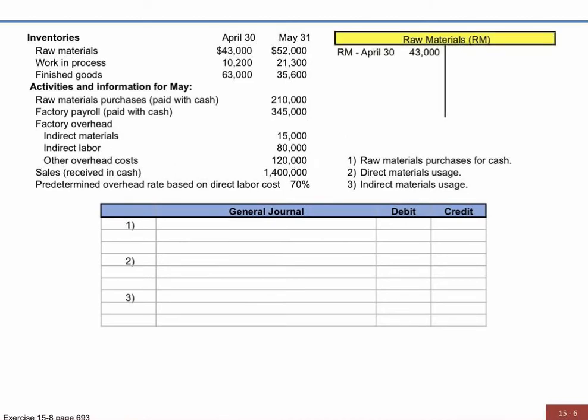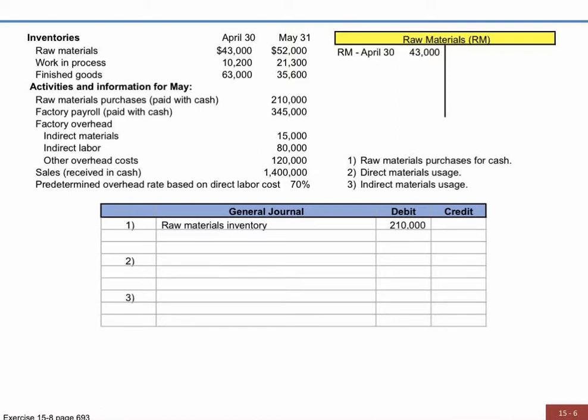The first thing we're going to do is look back to create our T account for raw materials, which is going to help us out, and we can see at the top left of our table here we have $43,000 for raw materials that we ended April 30th with. So we imagine that we start May 1st with that same amount. And then we can see in activities and information for May, the amount we've purchased is going to be $210,000 and paid with cash.